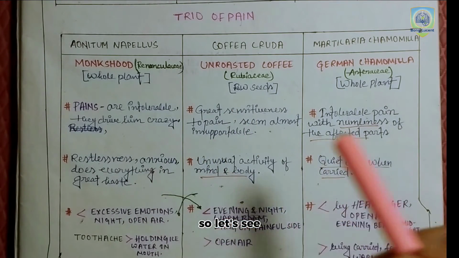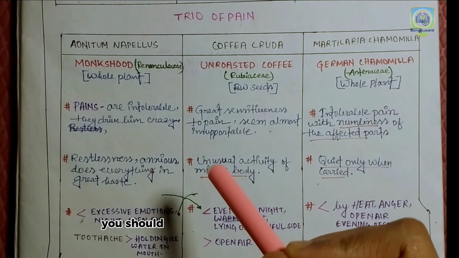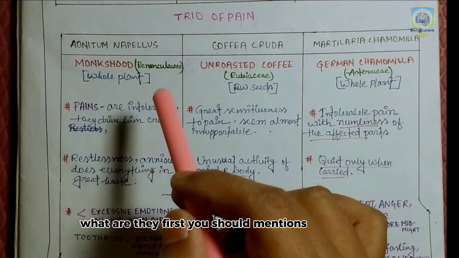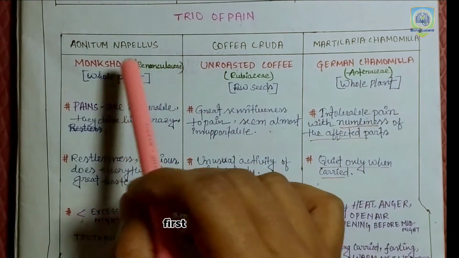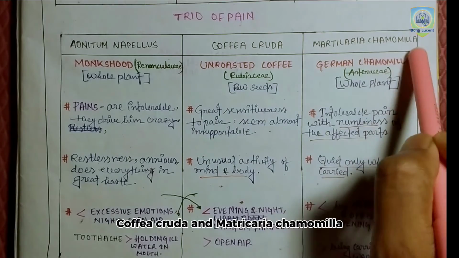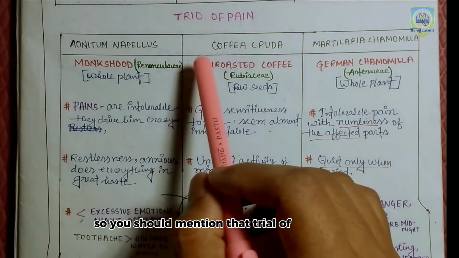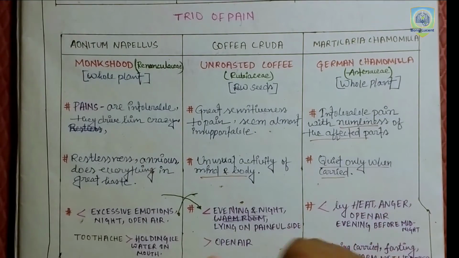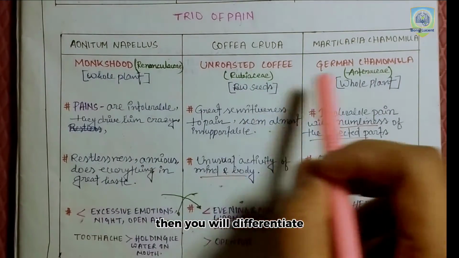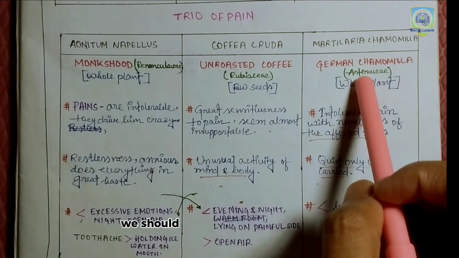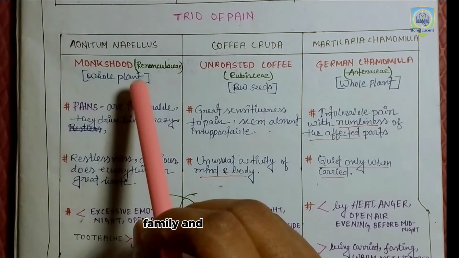So let's see. First of all, you should mention the trio of pain remedies. What are they? You should mention them in full forms: Aconitum napellus, Coffea cruda, and Matricaria chamomilla. So you should mention the trio of pain remedy with their full names. Then you will differentiate.